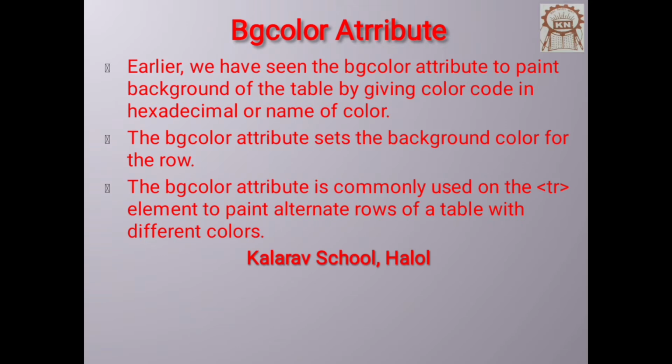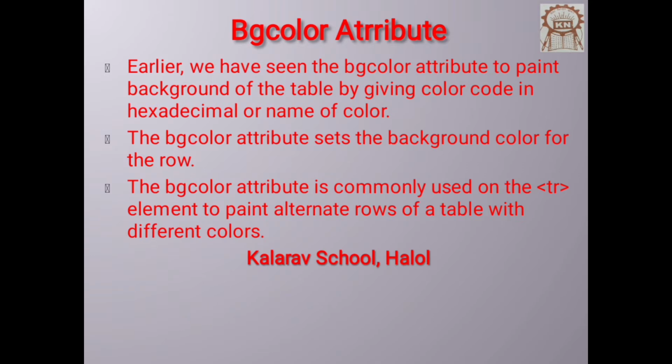The align attribute takes values such as left, right, center, justify, and char. Use these attributes in any valid HTML code displaying a table. BG color means background color.